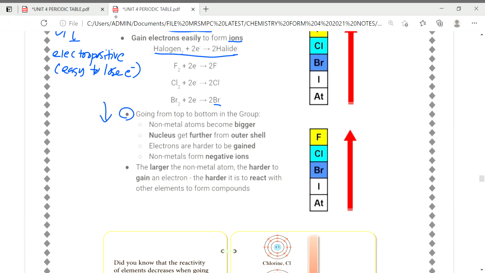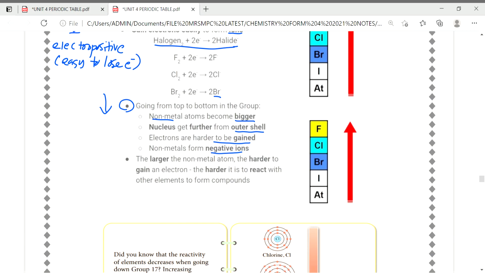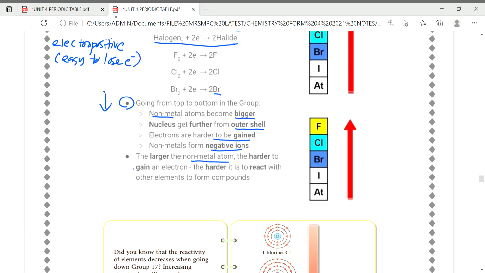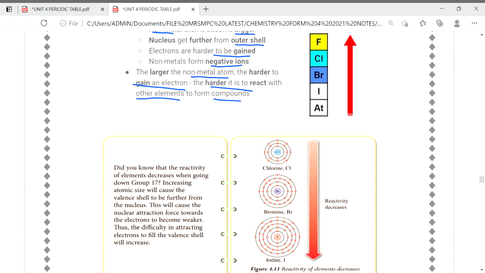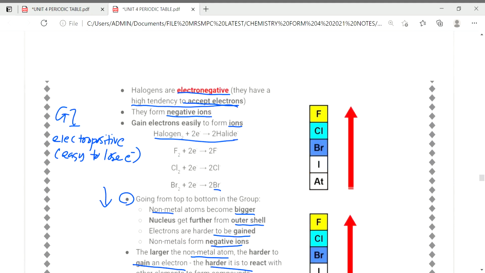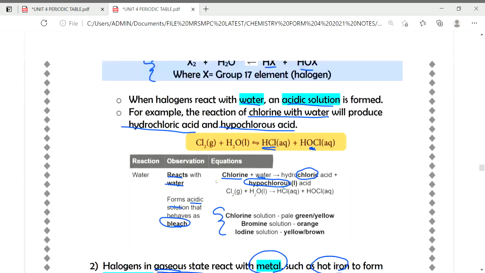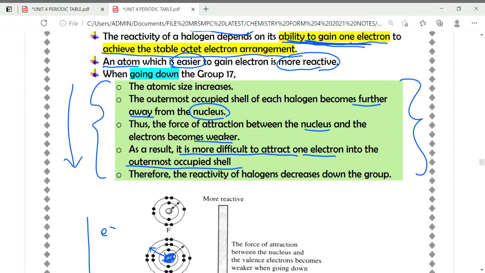Okay, going from top to bottom means going down the group. So what happened? Non-metal of group 17 become bigger. And then the nucleus gets further from the outer shell. Electrons are harder to be gained. Susah untuk elektron ditambah disebabkan attractions tu dah berkurang. Tengok ayat Tcer yang kat atas lah. So non-metals form negative ions. The larger the non-metal atom, the harder to gain electron, the harder it is to react with other elements to form compounds. So kalau rasa susah yang ni, referlah kepada yang ini, ataupun ayat Tcer yang kat atas tadi. Yang mana yang lagi senang nak faham? Yang ini. Okay?